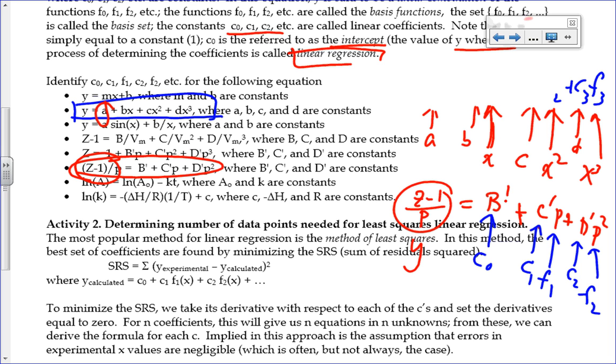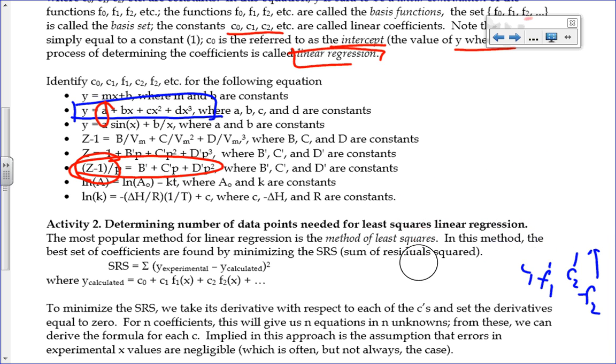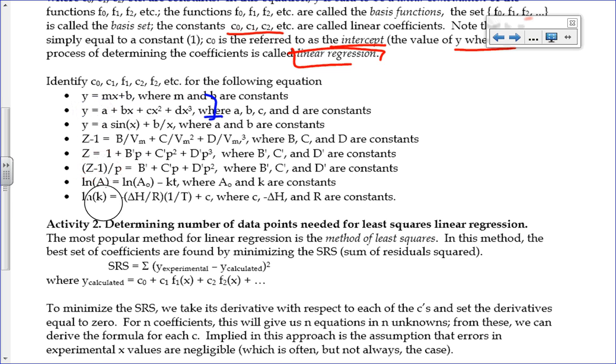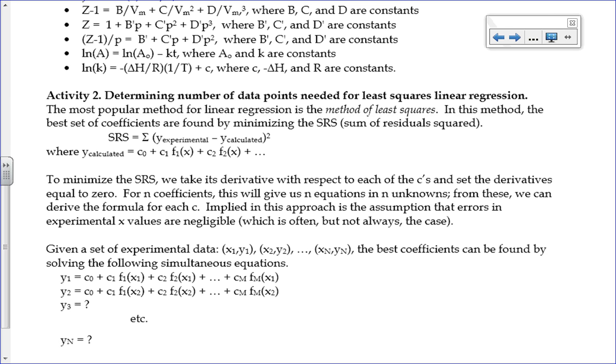You can have additional coefficients if you have more functions involved in your expression. So let's move on to activity 2, determining how many points you need to do a linear regression. Now, the most popular method of doing linear regression is known as the method of least squares.